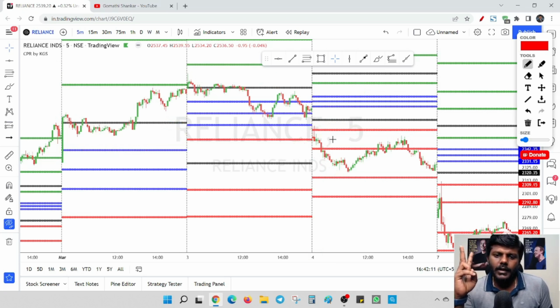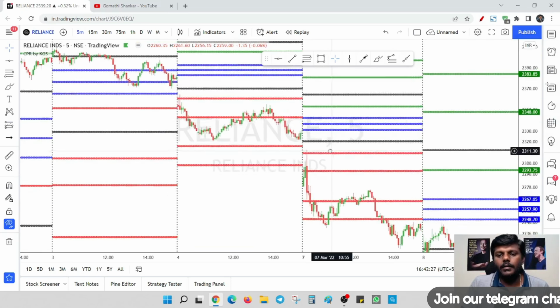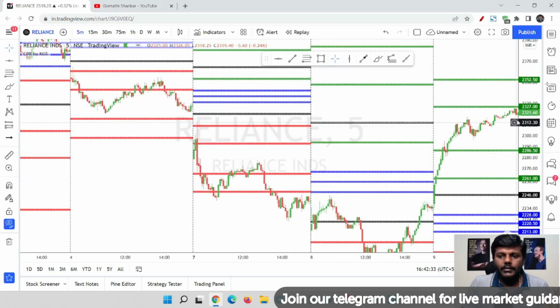So on this particular day, very easily you can see Reliance broke S2 after a small consolidation, and it traveled almost till S3 levels. So you can use this opportunity for some quick scalping, and you can make some little profits. So this is how again you can check.